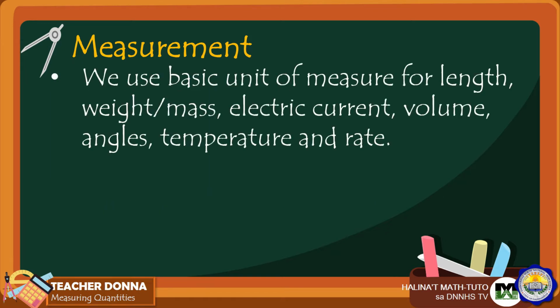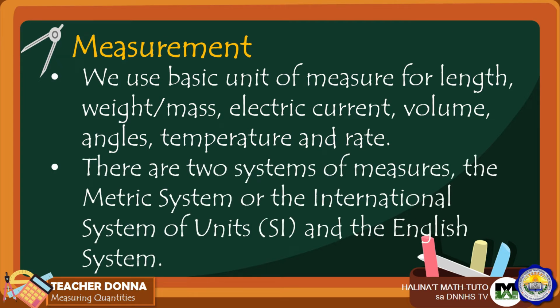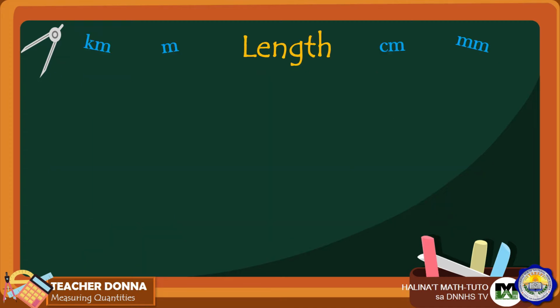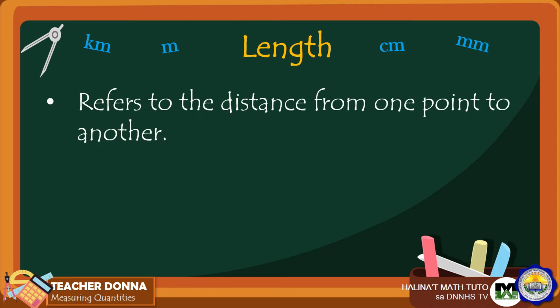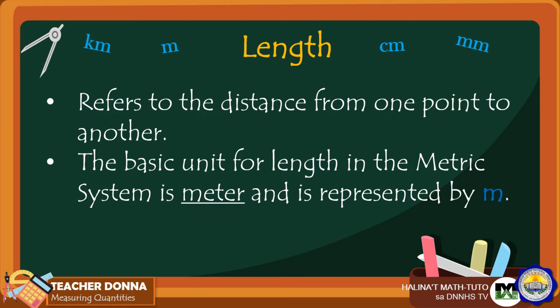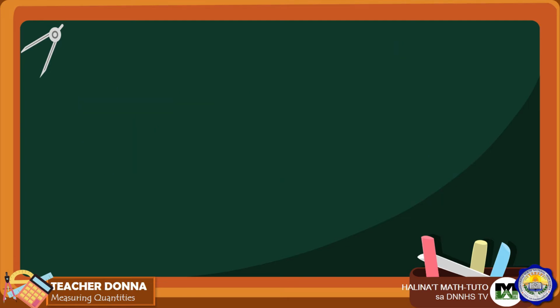We use basic units of measure for length, weight or mass, electric current, volume, angles, temperature, and rate. There are two systems of measures: the metric system or the International System of Units or SI, and the English system. Length refers to the distance from one point to another. The basic unit for length in the metric system is meter and is represented by m.